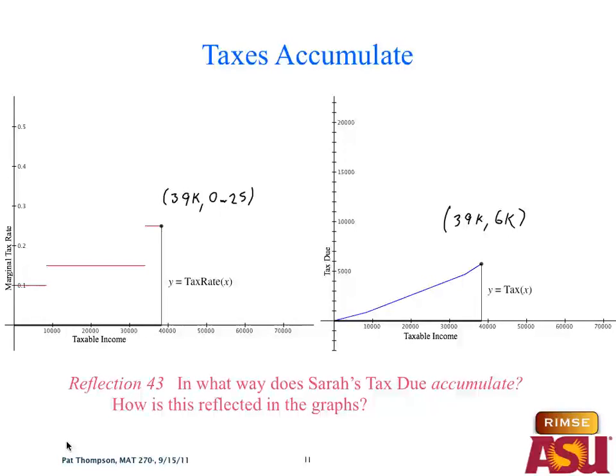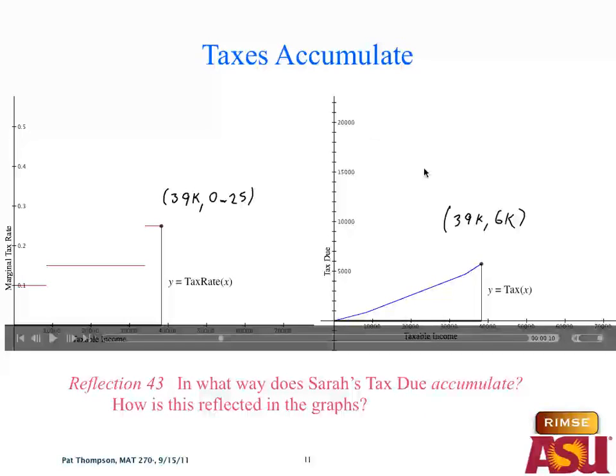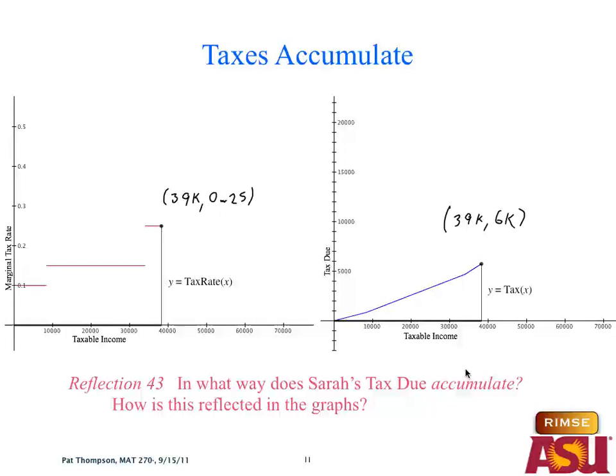Okay, in what way does Sarah's tax due accumulate? How is this reflected in the graphs? Does the tax due accumulate? Or is it all of a sudden, just one day, the tax man comes and says, you owe this? So how does it accumulate? The more her taxable income increases, the more her taxes due is going to increase.